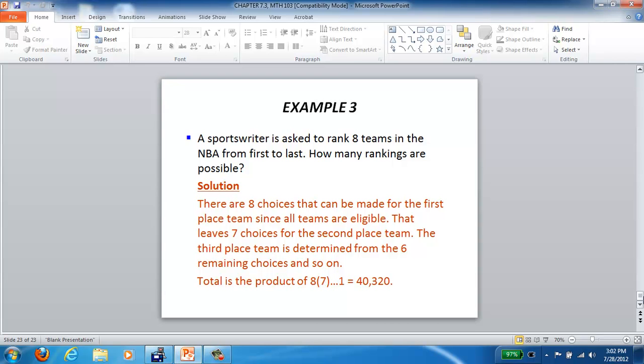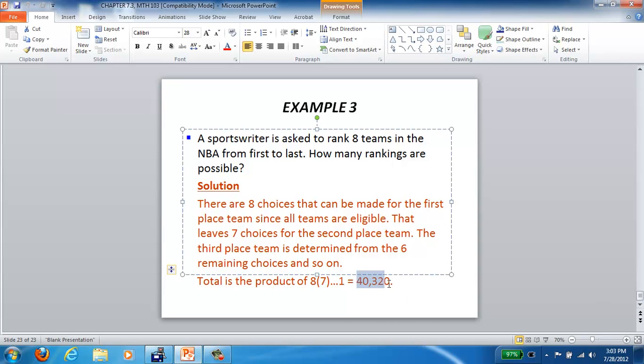We start with 8 teams, so you have 8 choices that can be made for the first place. Now, for the second team, you're going to have 7 choices. For the third team, 6. For the fourth one, 5, and so on. So what you have to do is take the product of 8 times 7 times 6 times 5 and so on times 1. So the answer is 40,320.